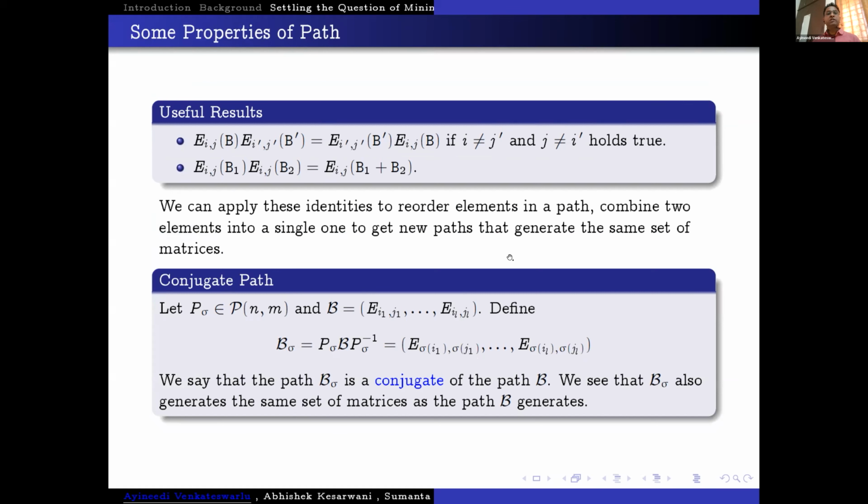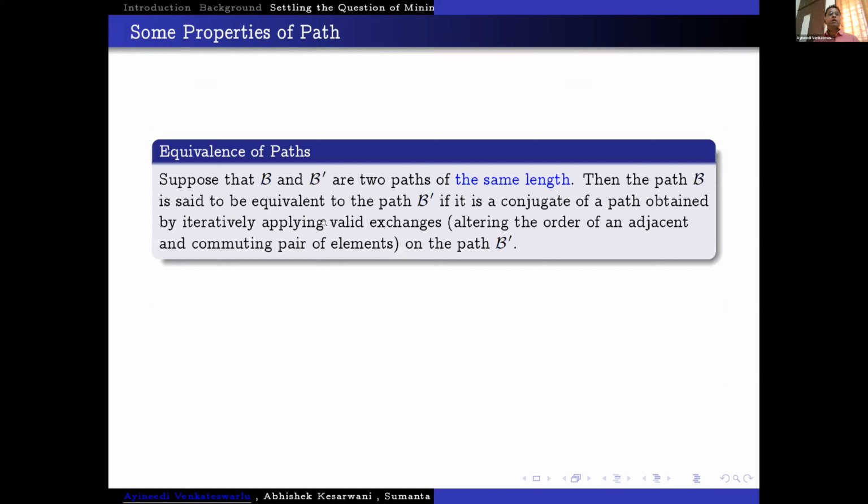So using these relations, we define what are known as equivalence classes of these paths. Suppose we have two paths of the same length, the path B is equivalent to path B prime if it is a conjugate of a path obtained by iteratively applying valid exchanges on the path B. What do we mean by a valid exchange? If two consecutive elements commute with each other, then you simply reorder those elements. Like that, you can apply a sequence of these reorderings and then finally take a conjugation to get the path.